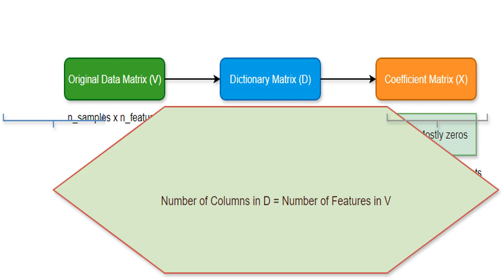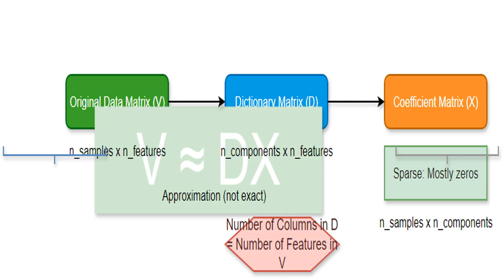This is important. The number of columns in D must match the number of features in V because each column in D represents a feature's contribution to my basis vectors. The goal of sparse coding is to obtain a coefficient matrix X with mostly zero values. This means I'm using only a few of the basis vectors to reconstruct each data point, making the representation more efficient and easier to interpret.